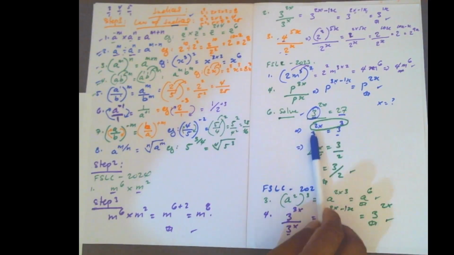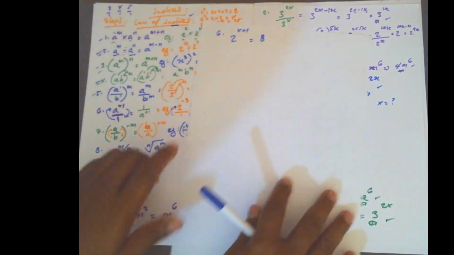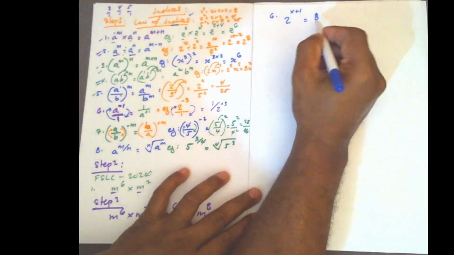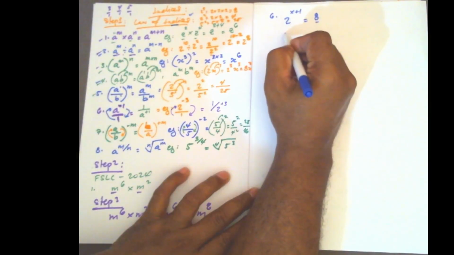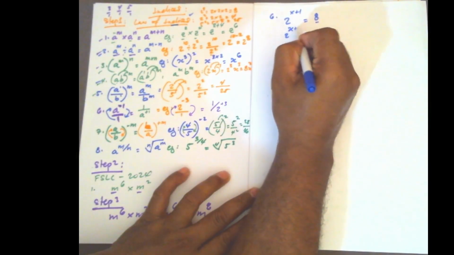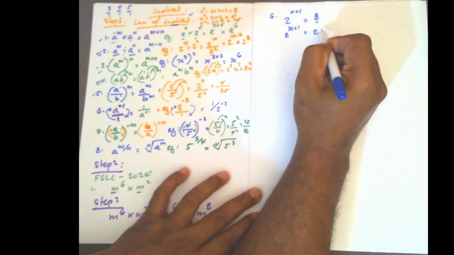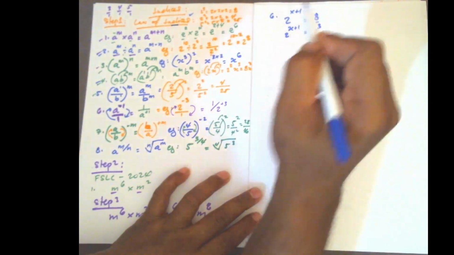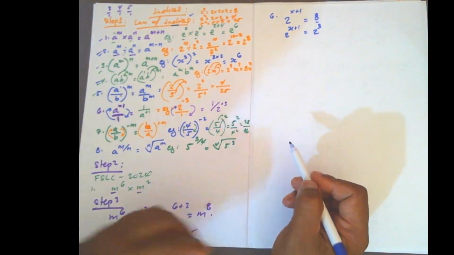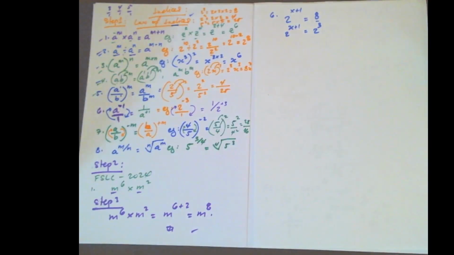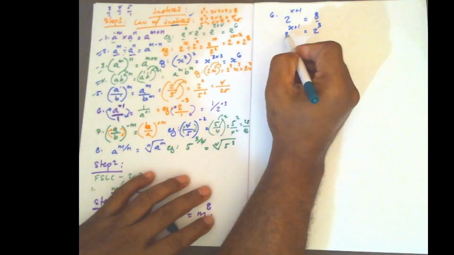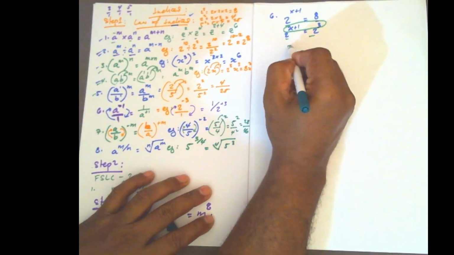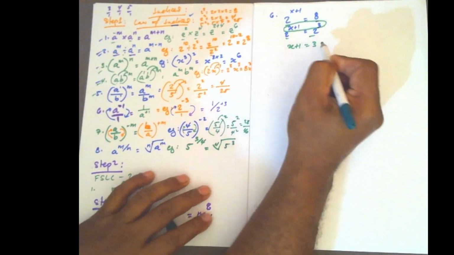Since we cannot multiply, we'll convert it to the same base. So in this case, I'll need to convert this 8 to have the same base. So this is 2 to the power of x plus 1 is equal to 2 to the power of 2 times 2 is 4, 4 times 2 is 8. So it's 2 to the power of 3. Now since they have the same base, we'll consider the power. So this is x plus 1 is equal to 3.